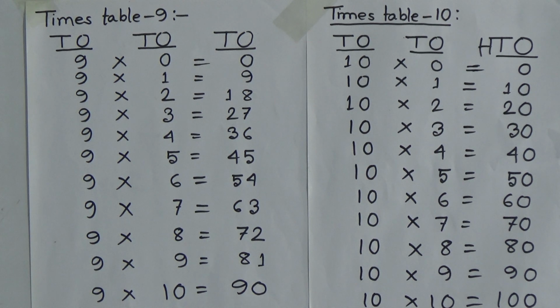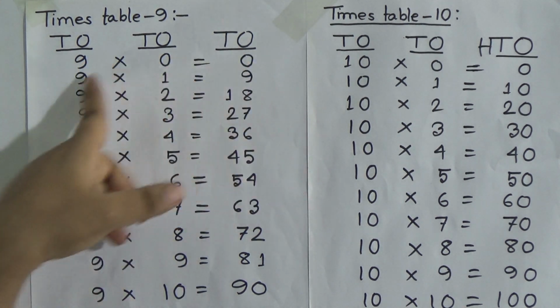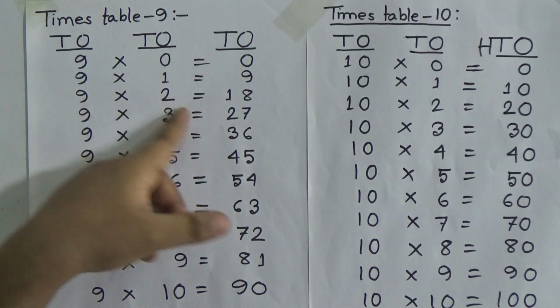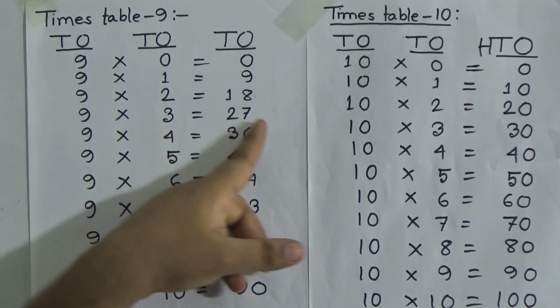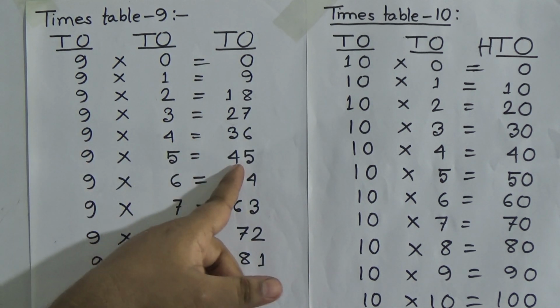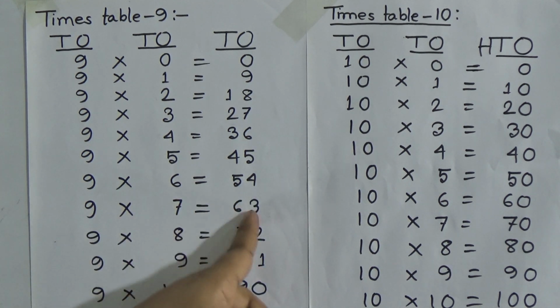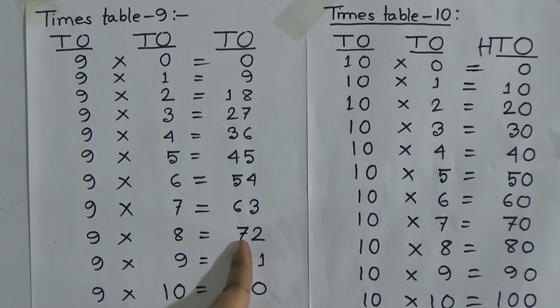Now my dear students, let us start times table 9. How can we read the times table 9? 9 0 jar 0, 9 1 jar 9, 9 2 jar 18, 9 3 jar 27, 9 4 jar 36, 9 5 jar 45, 9 6 jar 54, 9 7 jar 63, 9 8 jar 72, 9 9 jar 81, 9 10 jar 90. Now my dear students, read with me.